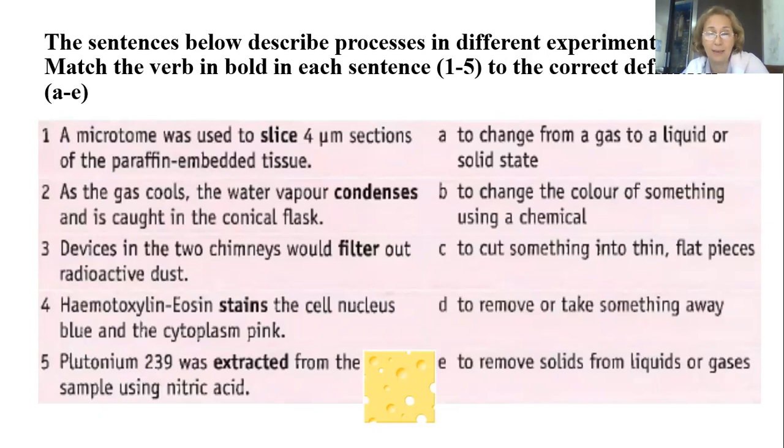Hematoxylin and eosin stains the cell nucleus blue and the cytoplasm pink. Окей, я, кажется, знала это слово. Это, наверное, to change the color of something using a chemical. Exactly. This is окрашиваться, yes? Because we are speaking about blue and pink. This is about colors. Stain, окрашивать. Okay, Duman, the last one, number 5.